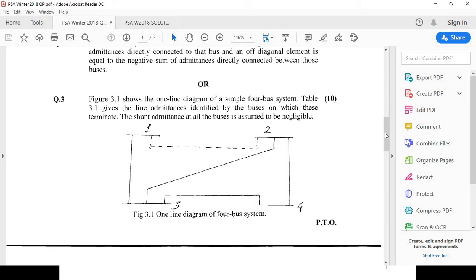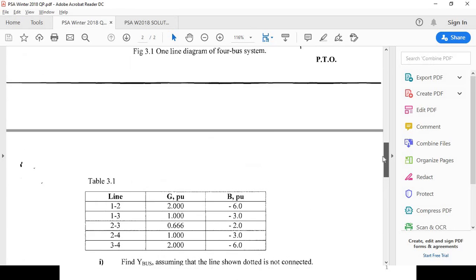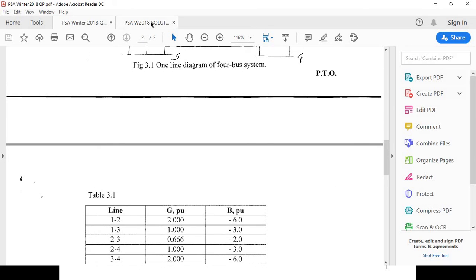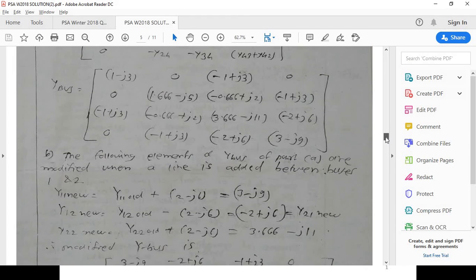And apart from that, there is one rule from which also you can solve. So we'll see that rule. What is the rule? If any new line is added, at that time the diagonal and off diagonal elements of that bus will be affected. So how do the diagonal and off diagonal elements get affected?